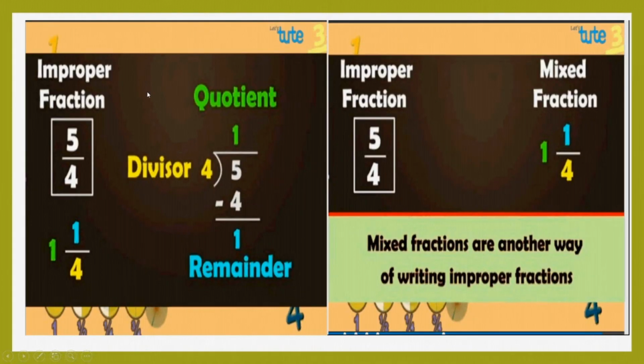Next, how to convert an improper fraction to a mixed fraction? Divide the numerator by the denominator. 4 ones are 4, subtracting we get the remainder. So write the quotient, remainder and divisor. Hence 5 by 4 improper fraction is equal to 1 and 1 by 4 in mixed form. Hence mixed fractions are another way of writing improper fractions.